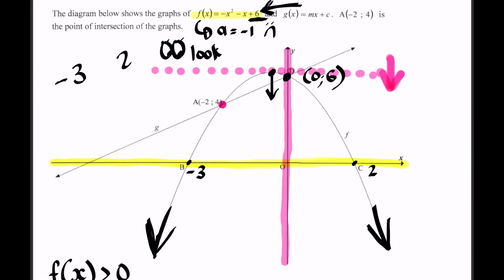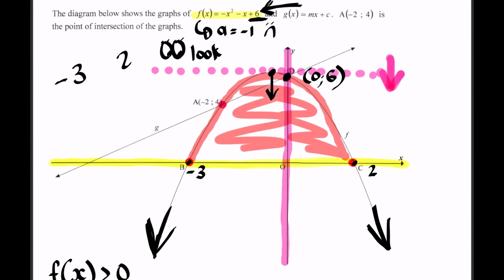So where is f of x greater than 0? Where is f of x bigger than 0? Where is the parabola above the x-axis? It is between the x-intercepts, and it goes above the x-axis over there. So that means that this parabola is above the x-axis between the values of -3 and +2. So therefore, x is between -3 and 2, all right?